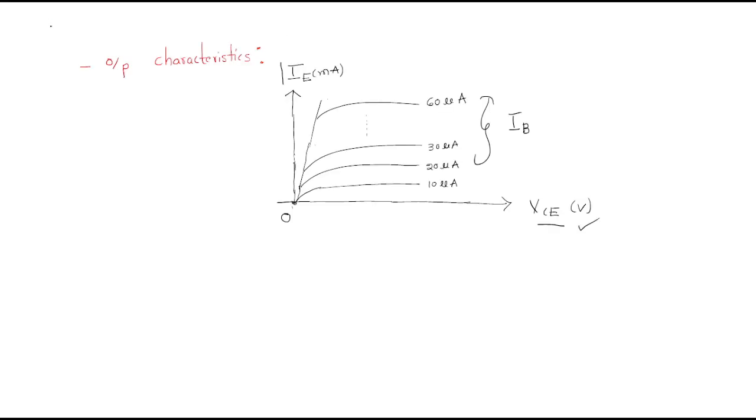Now, basically if you observe the output characteristics, the output characteristics of the common emitter configuration are approximately equal to the output characteristics of the common collector configuration.